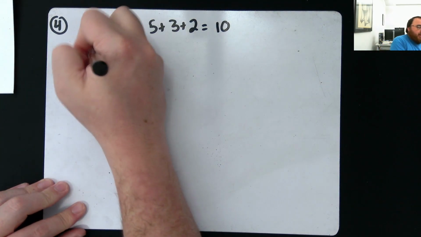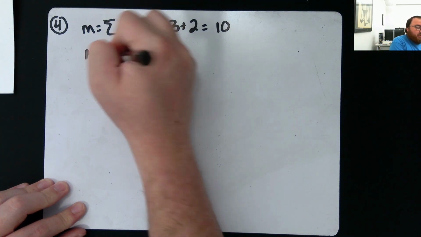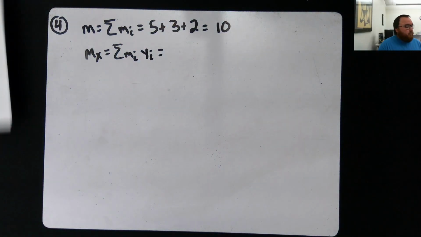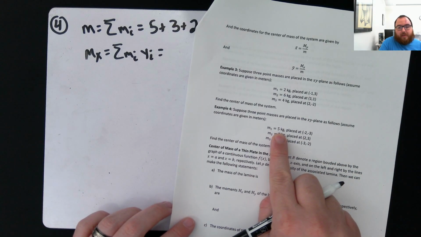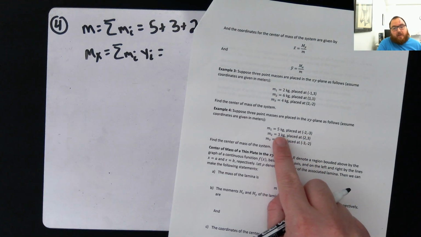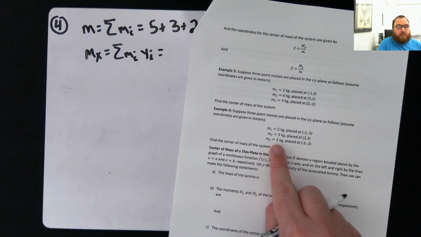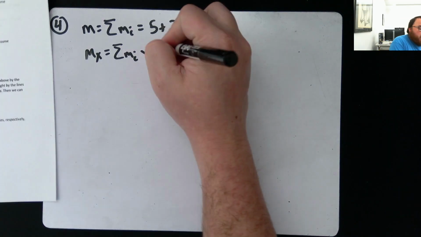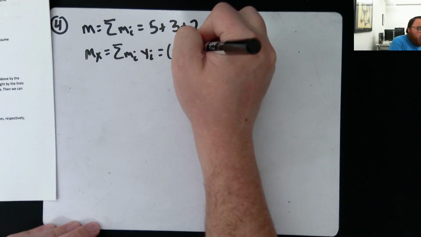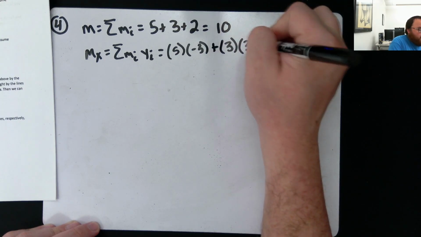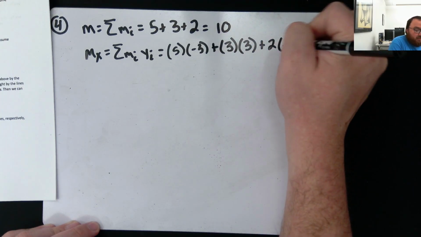Now let's do the moment about x. That's going to be the sum of the masses times every value of y. So we have 5 placed at y equals -3, 3 placed at y equals 3, 2 placed at y equals -2. So mass times y plus mass times y plus mass times y.